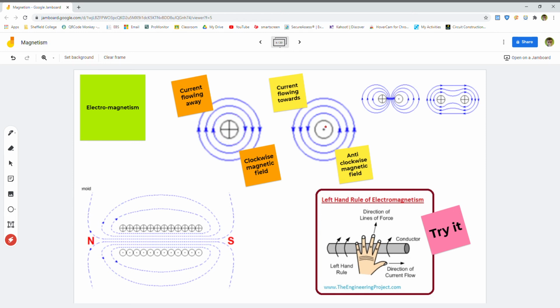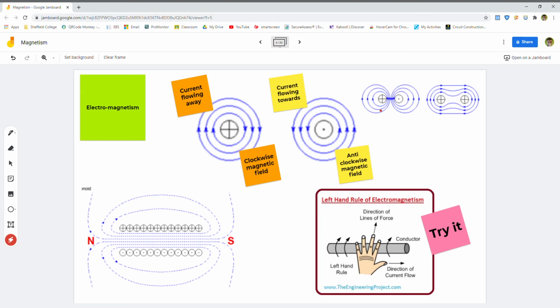Here, again we're looking at the same cable end on, but now the current is flowing towards us, so we've represented it by a little dot in the middle, and here the magnetic field is flowing anti-clockwise, or counterclockwise. So this symbol here, current flowing away, this symbol here, current flowing towards, and with the current flowing away, the magnetic field moves clockwise, with the current flowing towards, anti-clockwise.